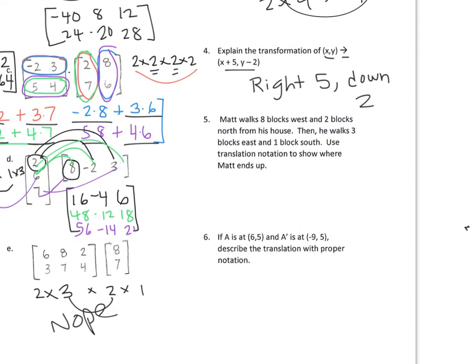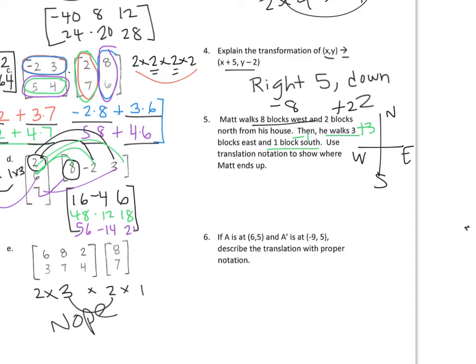Okay, number 5. Matt walks 8 blocks west. So you've got north, south, east, west. West is negative. So 8 blocks west, negative 8. Then 2 blocks north, so plus 2. And then he's going 3 blocks east, so that's going to be plus 3, and 1 block south, minus 1.